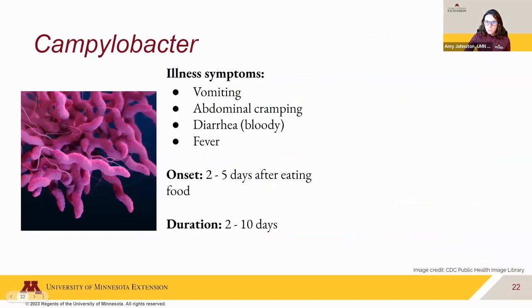Next up is Campylobacter. Campylobacter is the number one cause of foodborne illness-related diarrhea. And this may be because it takes just a very small amount of the bacteria to make somebody sick. In fact, just a single drop of raw poultry juice, if it contains the bacteria, will have enough to make somebody sick.